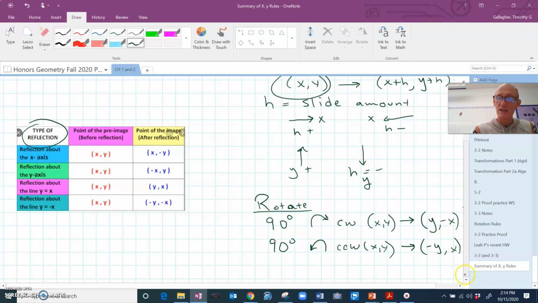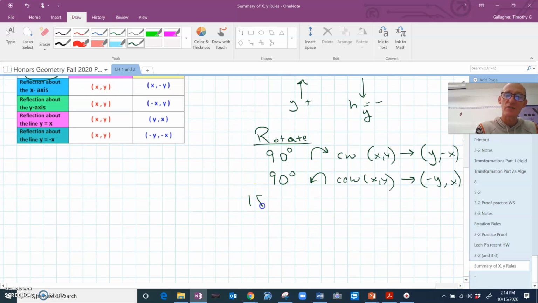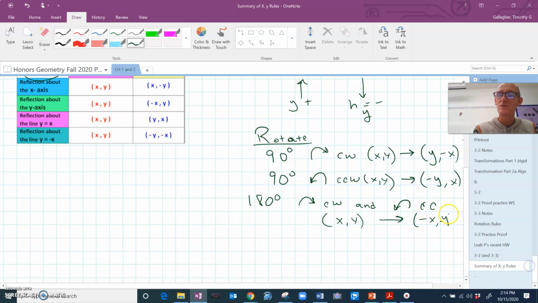Okay? And 180 degrees clockwise is the same as counterclockwise. And that is (x, y) is going to head on over to (negative x, negative y). So both of the numbers become opposite.